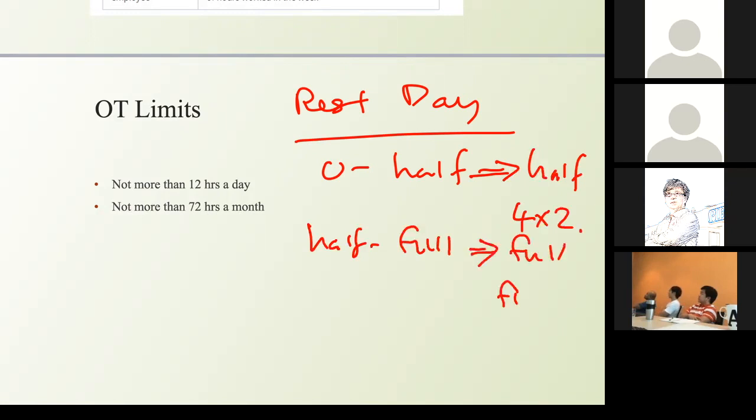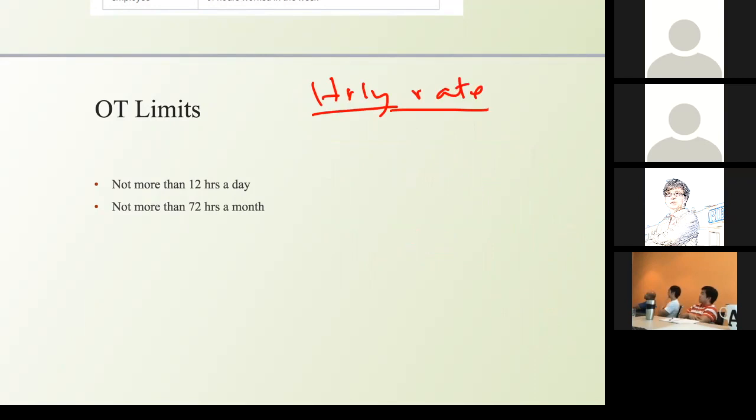And full day times 2. So if assuming 4 hours, it will be 8 times 2, you have to pay 16 hours. Assuming your salary is $2,000 and you work for half a day on a rest day, how much do you have to pay? So basic salary times 12.